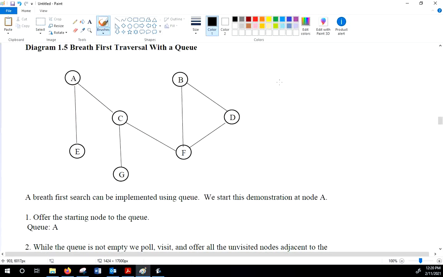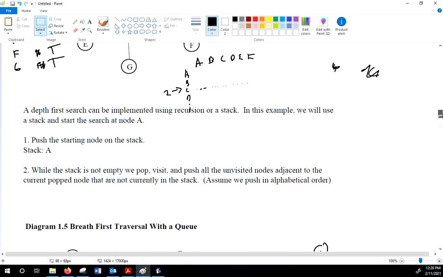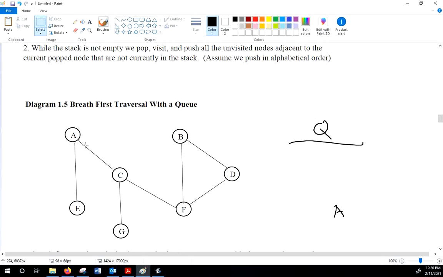A breadth first search is quite similar. You just use a queue. So again, I would offer A to the queue, and then I pull A, and I offer everything to the queue first. And I would offer E and C. And then when I pull from the queue, I'd pull from the top. So I grab C, and I would add to the queue G and F, or in this case F and then G.